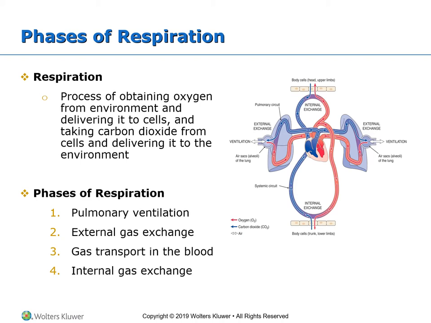In order to achieve this function, we have two systems that are collaborating all the time, and that will be the cardiovascular system and the respiratory system. And in order to achieve the function that we just described, there are four phases that we encounter during the respiration process. First of them will be the pulmonary ventilation.